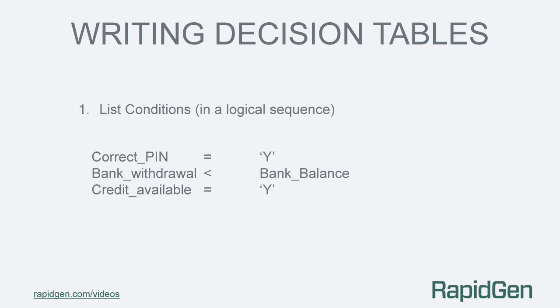In our example, we have the conditions: correct PIN entered, bank withdrawal is less than the bank balance, and credit available is yes. If the PIN was checked after the other conditions, we could be wasting time in that those tests are not relevant unless the PIN is correct. Also, if there is sufficient funds in the bank to make the withdrawal, then there is no need to test credit availability.